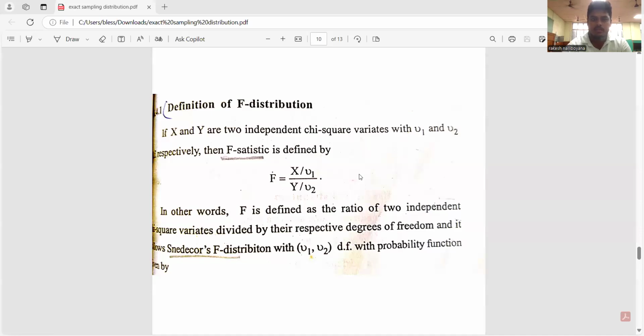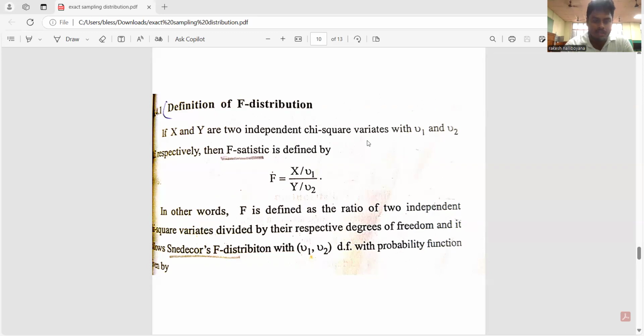So another important distribution in the exact sampling distribution is the F distribution. The F distribution plays a vital role in the ANOVA technique. In the ANOVA experiment, we depend upon the F statistic value. That F statistic value gives us more information regarding the accuracy of the experiment results.